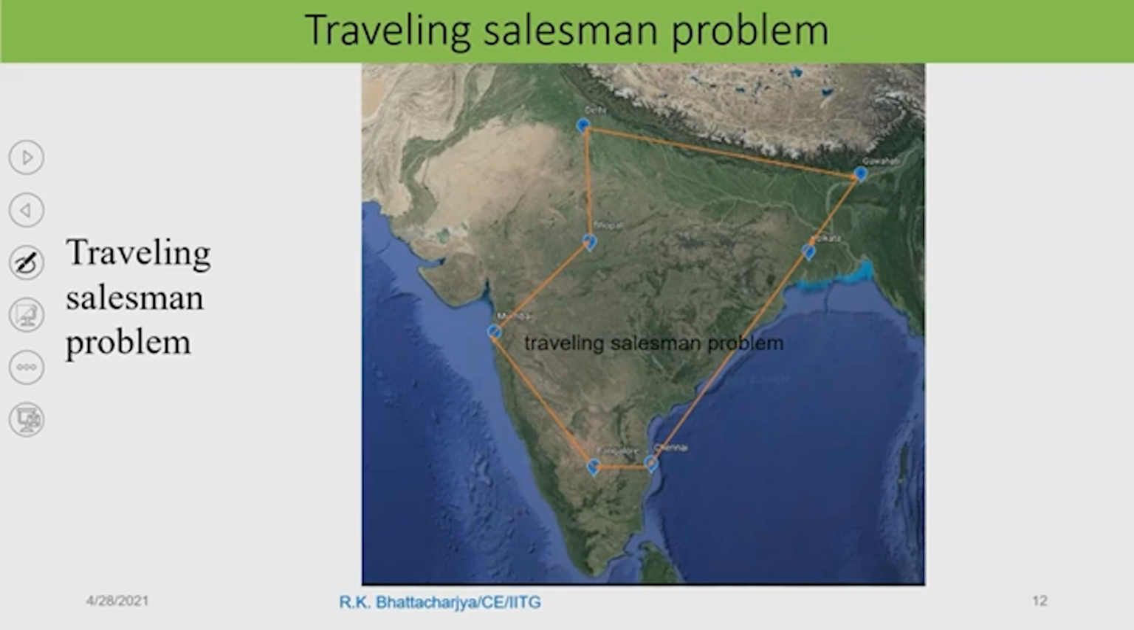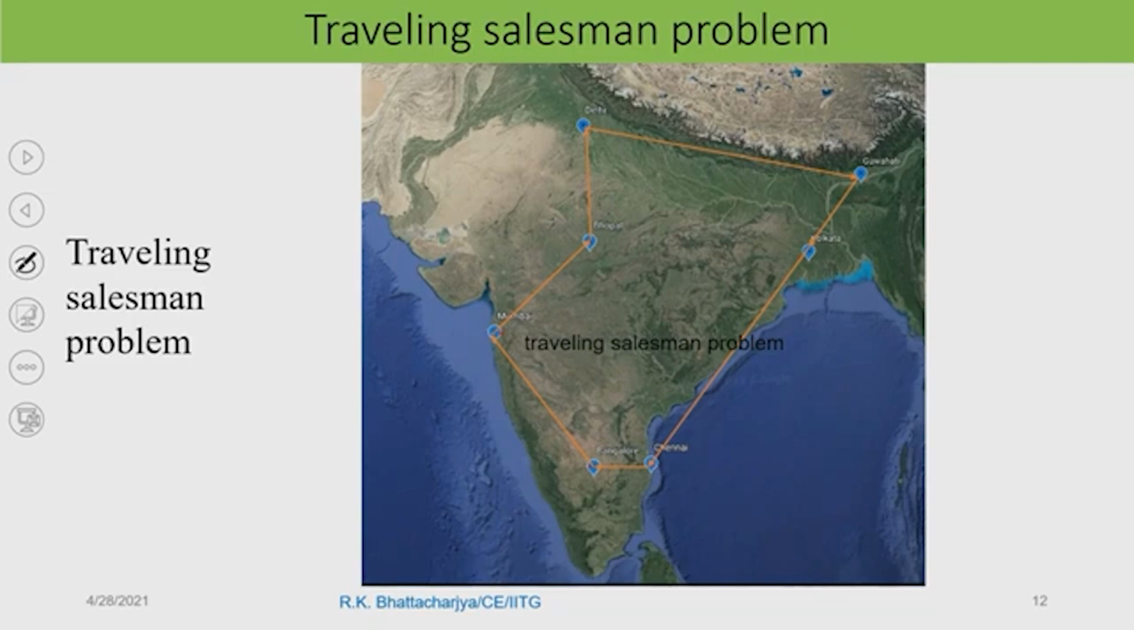Suppose a particular flight is trying to cover all these cities. How will the flight start? Maybe from Mumbai, whether it will go to Bhopal first or to Delhi first. So this is one route: the flight moves from Mumbai to Bhopal, Bhopal to Delhi, Delhi to Guwahati, Guwahati to Calcutta, Calcutta to Chennai, Chennai to Bangalore, and finally reaches Mumbai again. So, this may be a flight route.